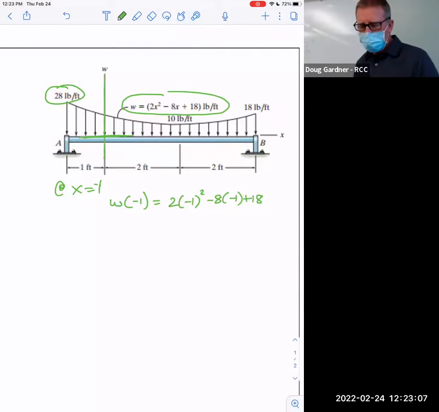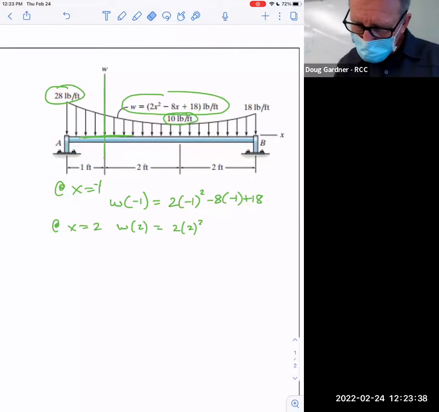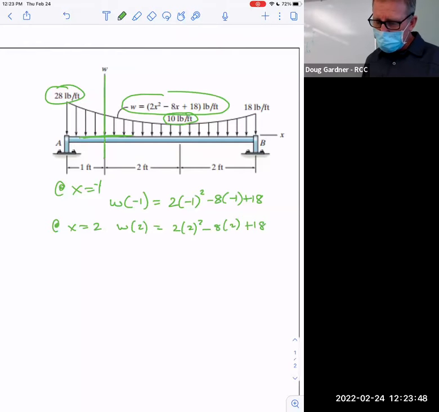What does that give you if you plug that in? Not -2, +2. 2 plus 8 plus 18, 28. That's what it's supposed to be. It said 28 over there, right? So it's like, hey, this seems to be working. If I put in x equals 2, notice they're saying it's 10 pounds right there. That'd be 2 times 2 squared, minus 8 times 2 plus 18. What is that? 8 minus 16, that'd be -8 plus 18, 10. It's working. Like this crazy formula is working.